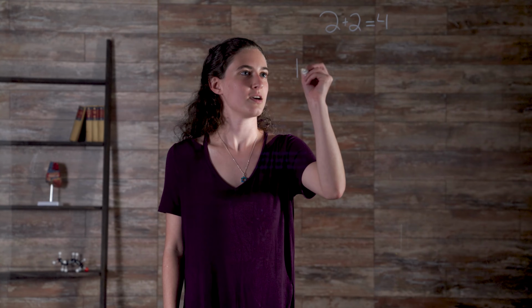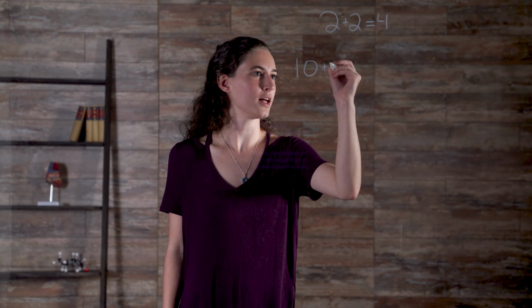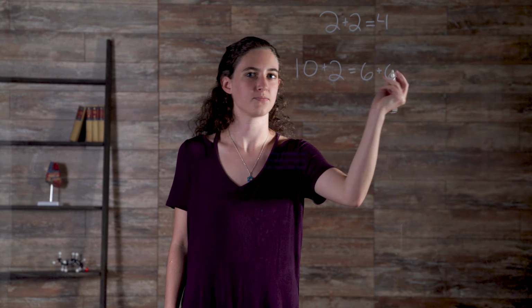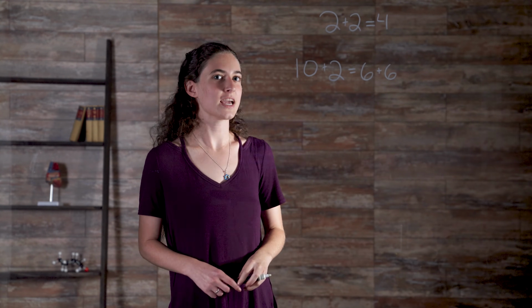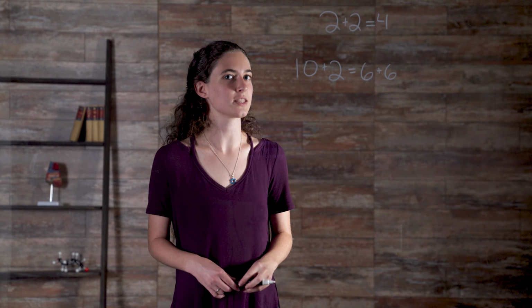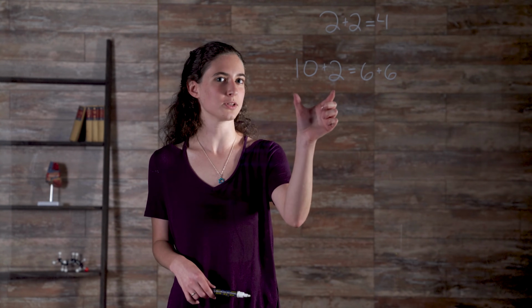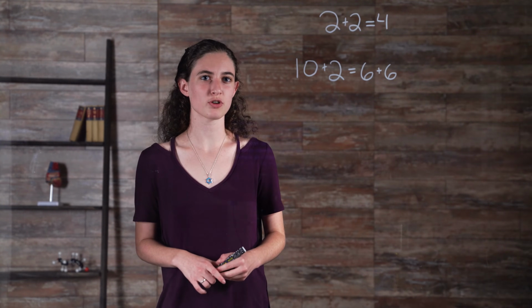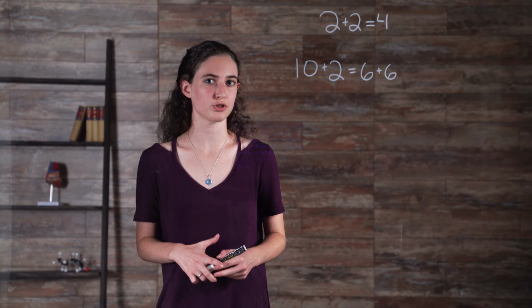Here's an example of a simple equation. 10 plus 2 equals 6 plus 6. As you can see, the answer on both sides of the equal sign is 12. The equation says that the sum of the numbers on the left side, 10 plus 2, equals the sum of the numbers on the right side, 6 plus 6. Equations can be complex, but at their core, either side of the equal sign remains true.